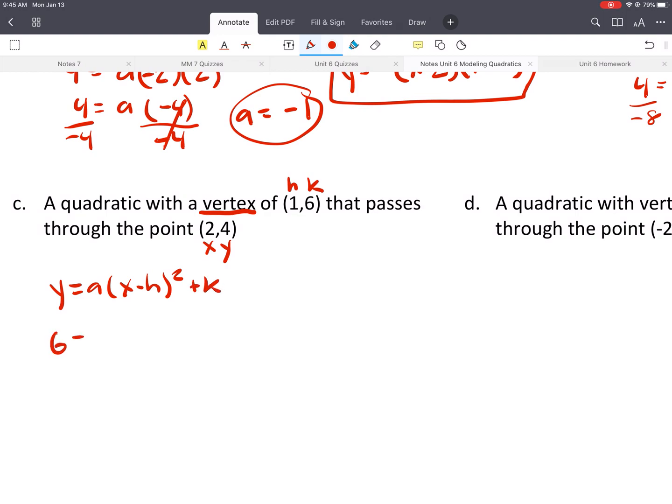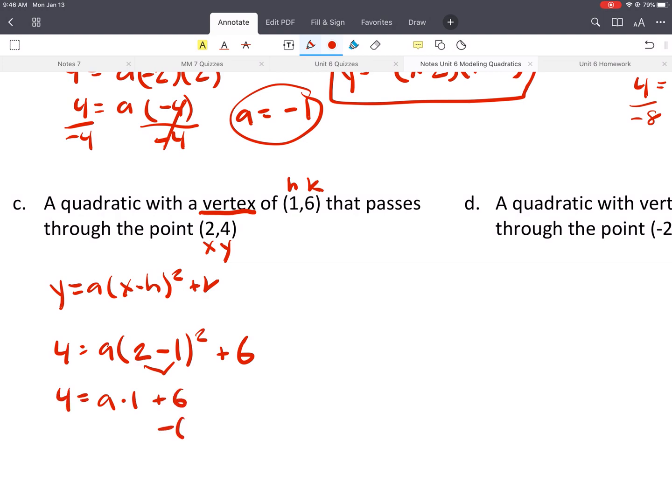So we'll plug all that in. Y is 6. We don't know what A is. That's what we're going to solve for. X is 2. Oops, sorry, I did that wrong. Y is 4. A would have X, which is 2, minus H, which is 1, squared, plus K. Okay, and we simplify. 2 minus 1 is 1. 1 squared is 1. So that gives us A times 1, which is just A.